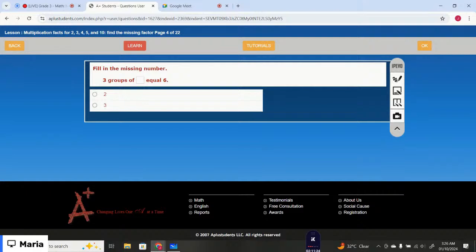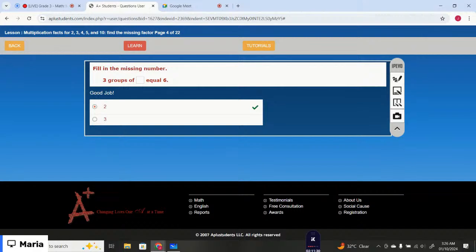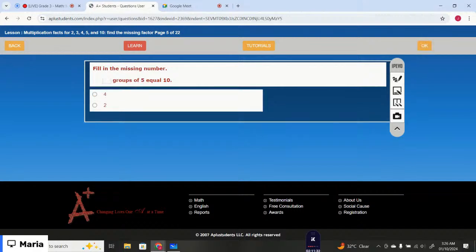The correct option is 3 times 2 is 6. Option number 1 is the correct option. That is 3 times 2 is 6. Fill in the missing number. How many groups of 5 equal 10? Which is the correct option?